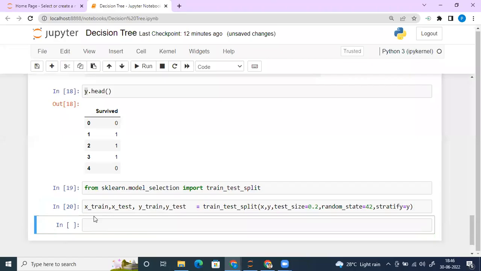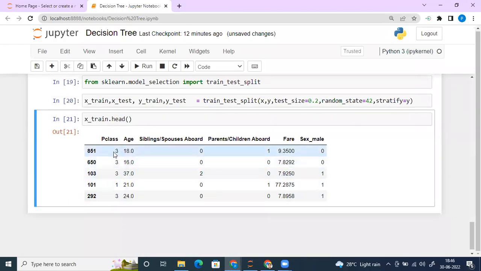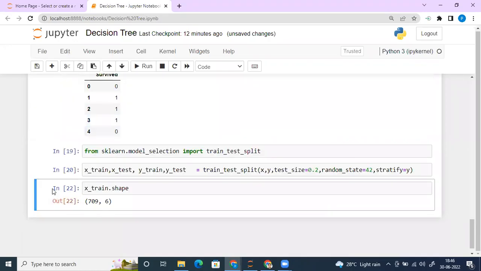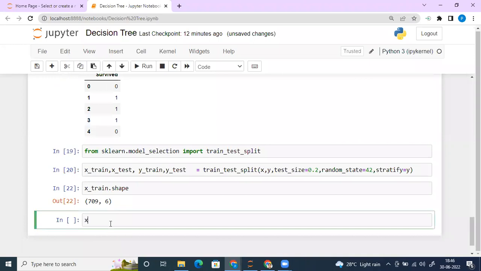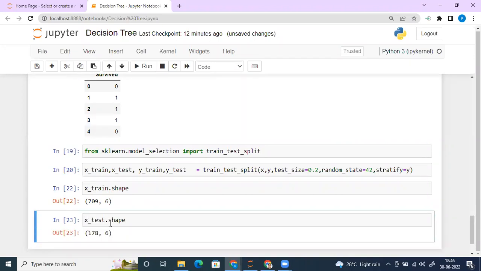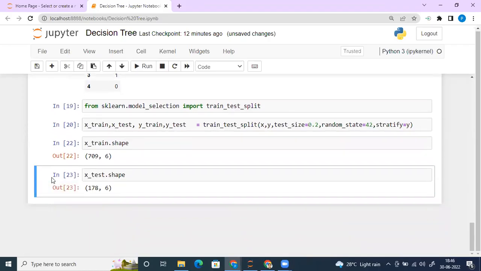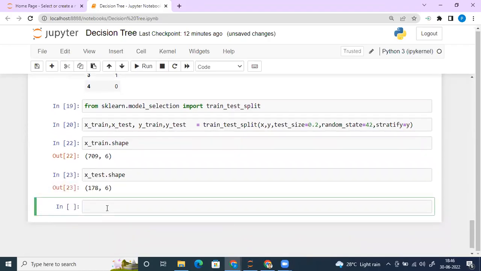Done. And let's verify. X underscore train dot head. Let's see. Okay, let's check the shape. That is better. 709. Okay. X underscore test dot shape, 178. Perfect. And again, Y underscore train dot head.